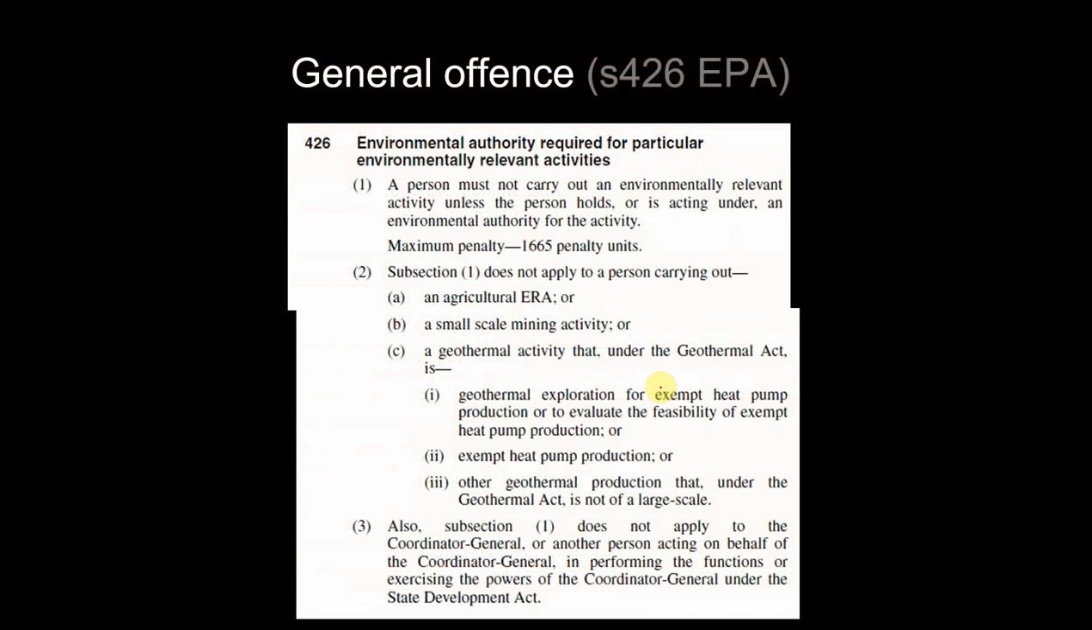So as we've done in earlier lectures when we're looking through an act, and remember we talked about statutory interpretation, your first step is to find the laws relevant to your problem, then skim read them and identify the relevant bits, and then interpret those bits according to ordinary meaning read in context. Well, if we skim read this, looking for an offence for mining without an approval, we'd find section 426 says that a person mustn't carry out an ERA, an environmentally relevant activity, unless the person holds or is acting under an environmental authority. So that forces us to go and get an environmental authority if we are carrying out an ERA.